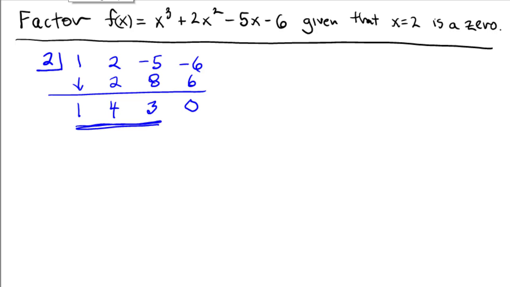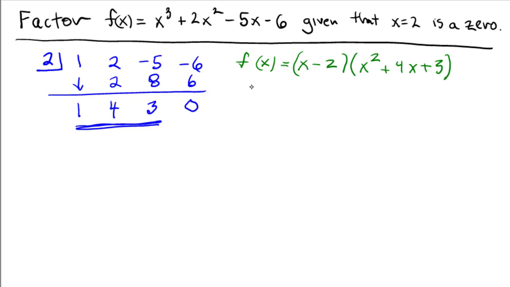They mean that our polynomial x cubed plus 2x squared minus 5x minus 6 factors into, well, the x minus 2 factor, which was what we were given, and then these leftover numbers provide the polynomial x squared plus 4x plus 3. Okay, so are we done yet?